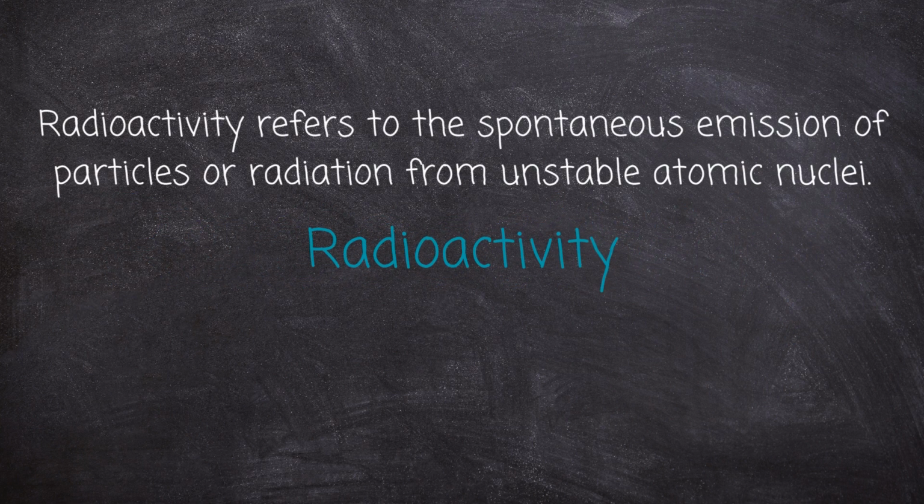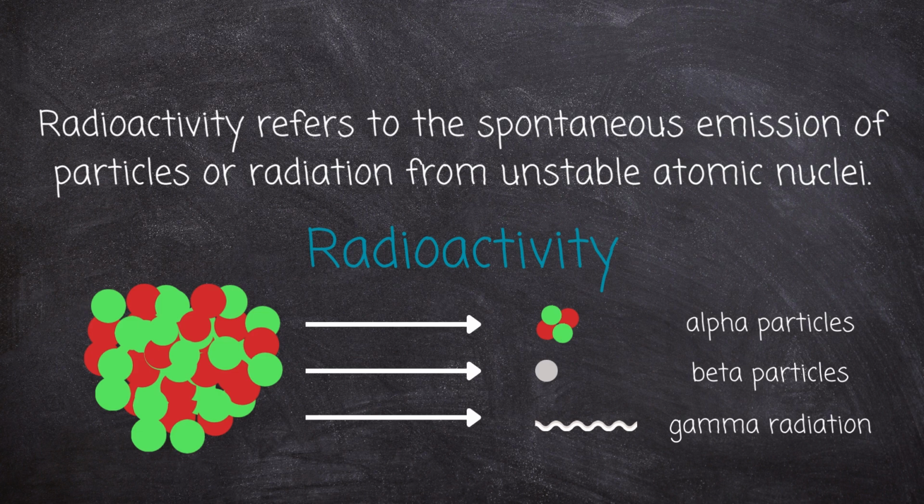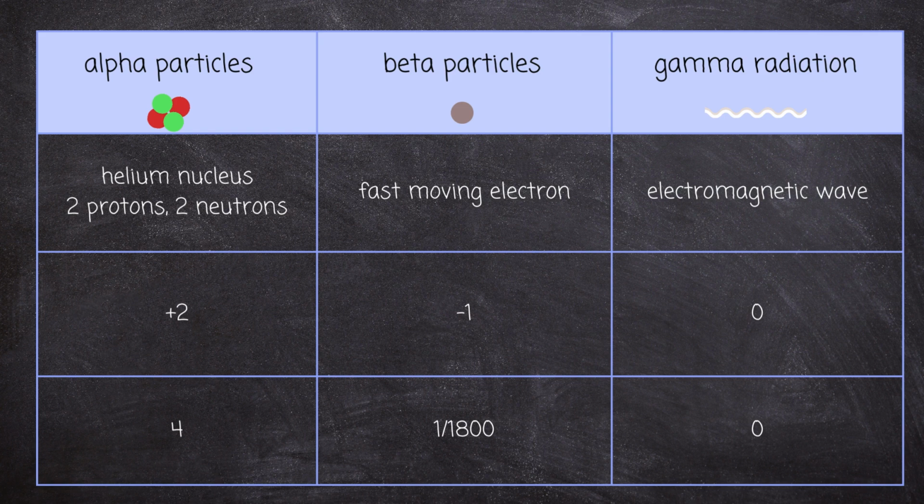Radioactivity refers to the spontaneous emission of particles or radiation from unstable atomic nuclei. Be sure to watch our video on isotopes first for background knowledge on radioactive decay. The particles emitted from unstable atomic nuclei during radioactive decay are alpha, beta, and gamma particles. Understanding the characteristics and behaviors of these particles is crucial for safety precautions.